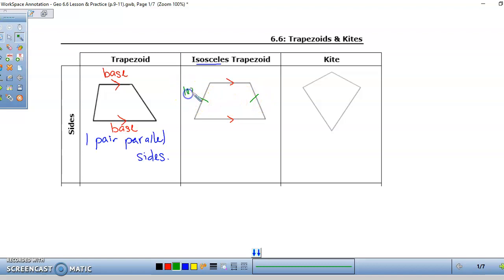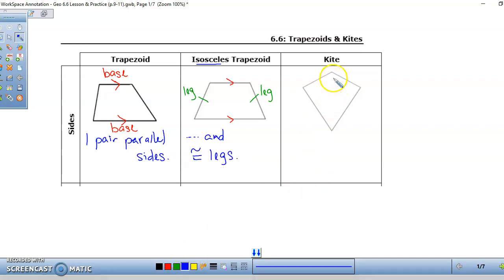Now, the vocabulary for those sides are actually called legs. So we have bases and legs. Okay, but the unique part of an isosceles trapezoid is, so you have the two parallel sides from here, and we have congruent legs.